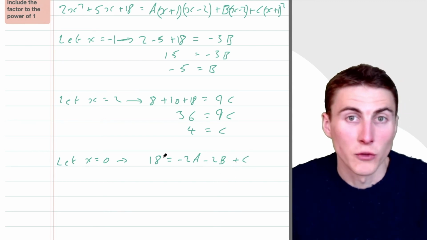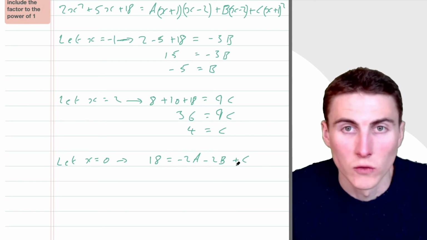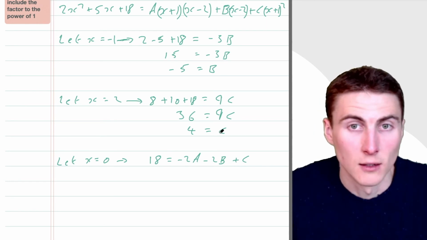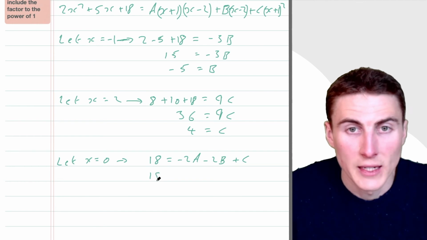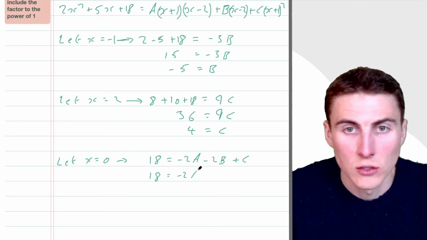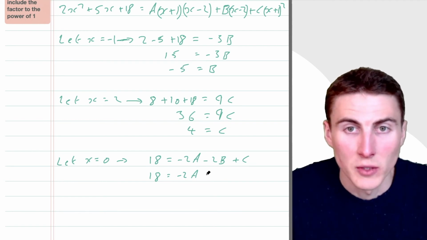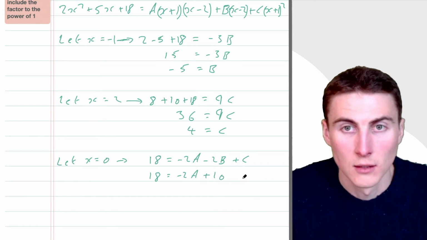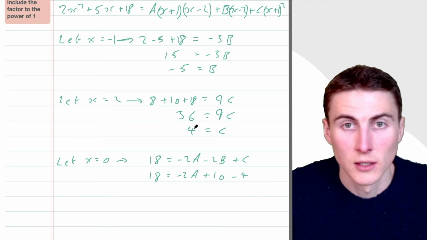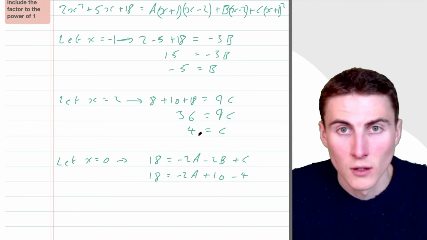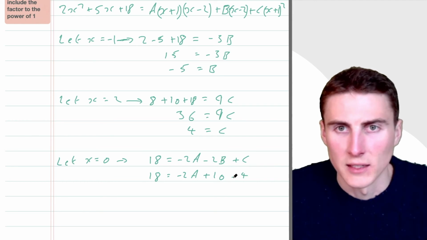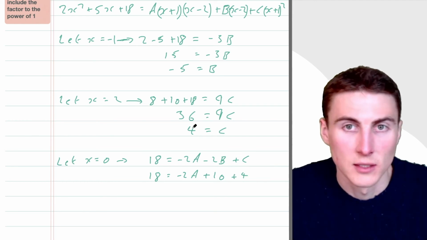So at first, it looks like we've got 3 unknown values, so we can't solve it, but we know what B and C are. So actually, we get 18 equals minus 2A, and then when you take away 2B, B's minus 5, so actually that becomes a plus 10. And then we're adding this 4. Plus C is 4, so adding 4.